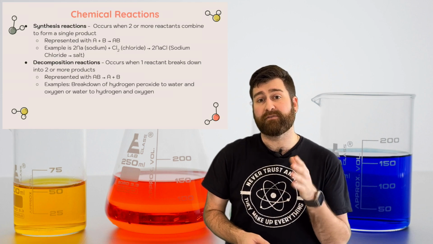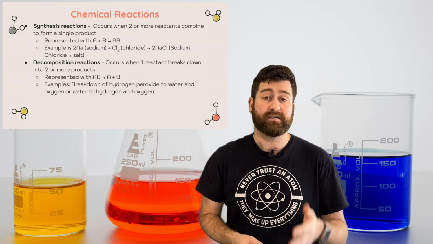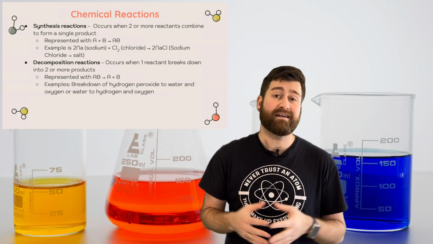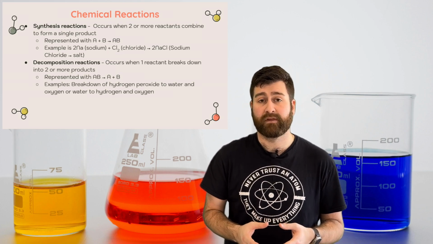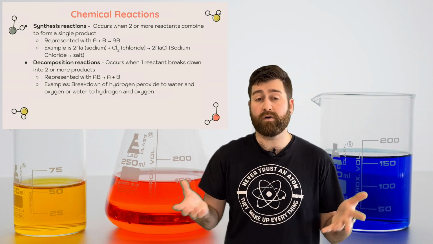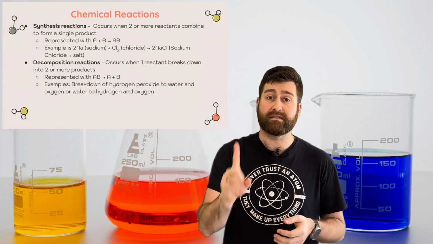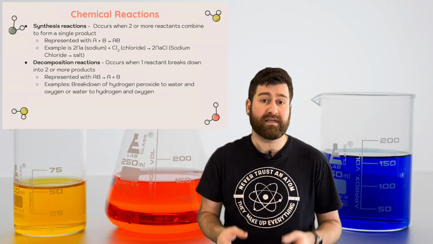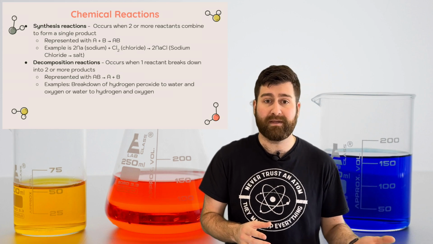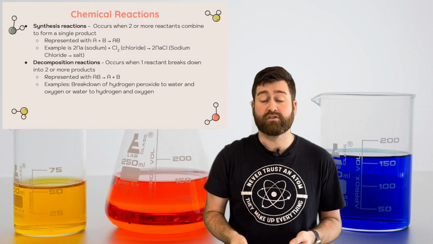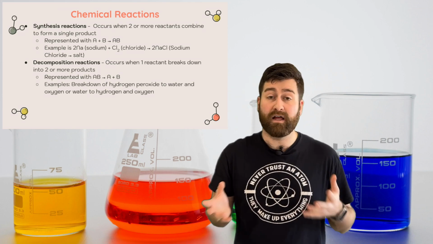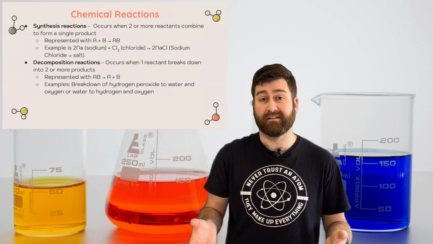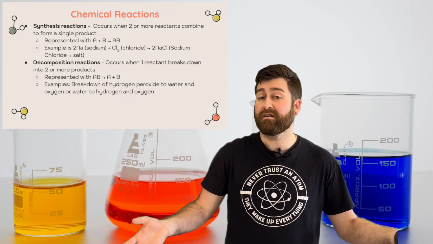Now, just like there being different types of bonds, there are different types of chemical reactions. First up, let's take a look at synthesis reactions. These occur when two or more reactants combine to form one single product. And this is represented with a capital A plus a capital B goes to capital A, capital B. A specific example is 2Na, aka sodium, plus Cl2, aka chlorine, becomes 2NaCl, aka sodium chloride or table salt.